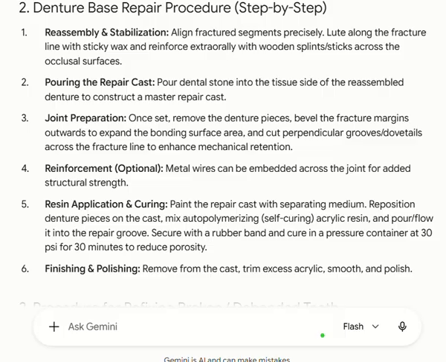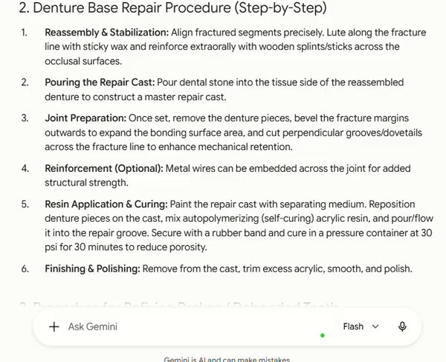Joint preparation. Once set, remove the denture pieces, bevel the fracture margins outwards to expand the bonding surface area, and cut perpendicular grooves, dovetails across the fracture line to enhance mechanical retention. Reinforcement, optional: metal wires can be embedded across the joint for added structural strength.